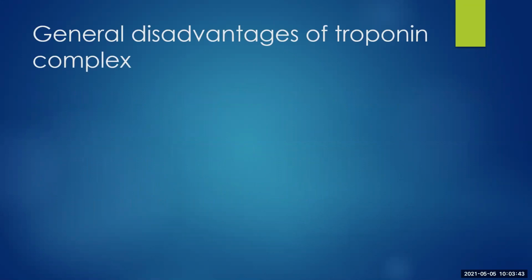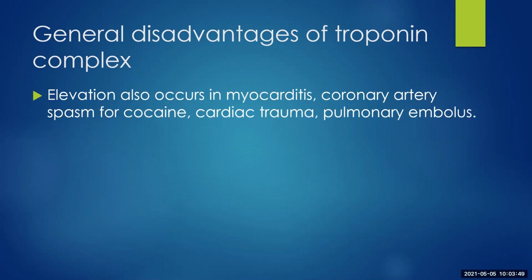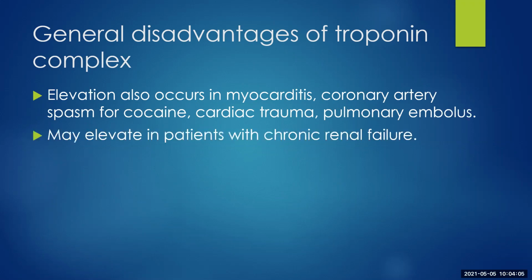Generally, the troponin complex carries certain disadvantages. Number one, elevation also occurs in many other conditions like myocarditis, coronary artery spasm, cocaine abuse, cardiac trauma, and pulmonary embolus. All these conditions lead to an increase in troponin complex proteins. It can also be elevated in patients with chronic renal failure.